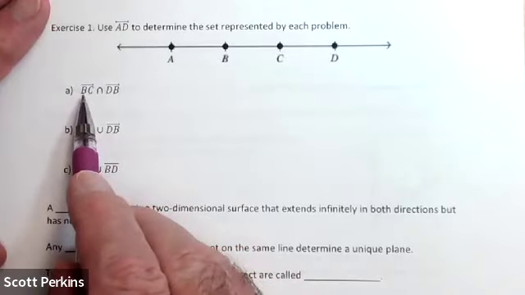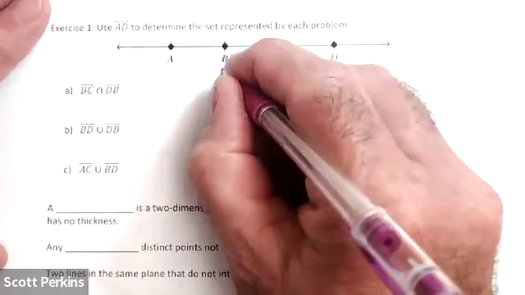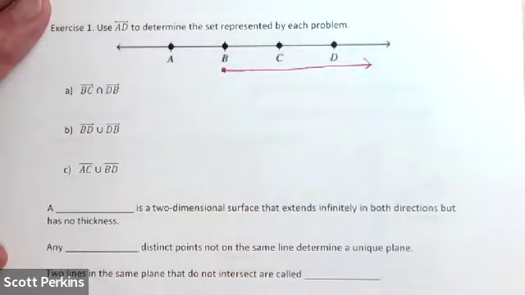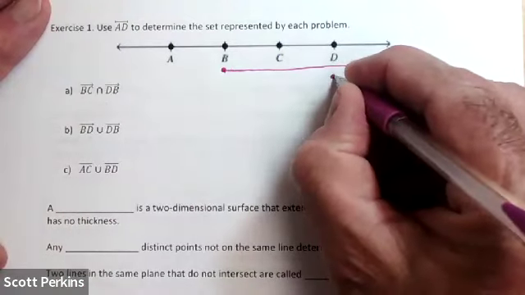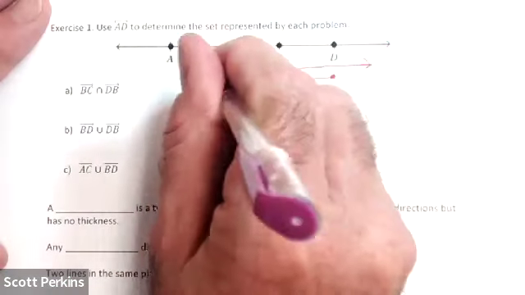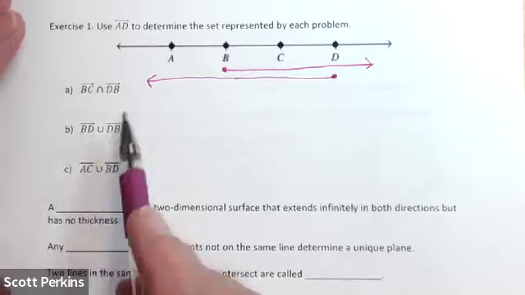So I've got ray BC. That's the ray that starts at B and goes in the direction of C. So it's going to go this way forever. Then I've got ray DB. That's the ray that starts at D, and this one goes in the direction of B. So this one's going backwards on my line right here. Before we talk about the intersection, any issue with drawing those two things and understanding where they came from? We're doing all right.